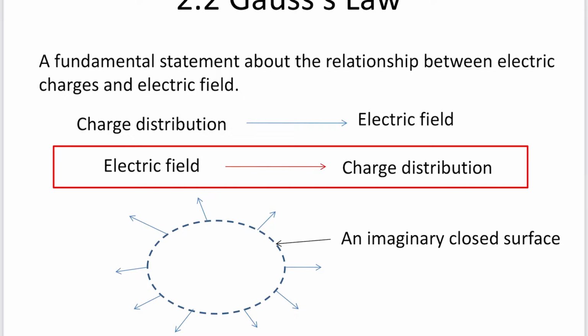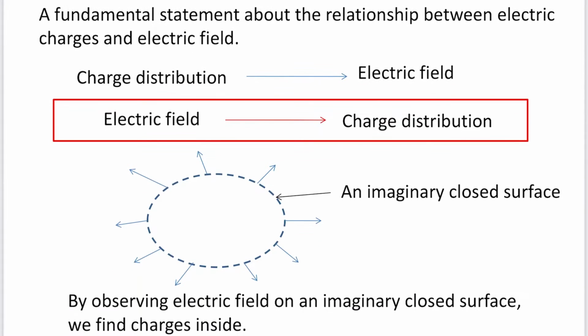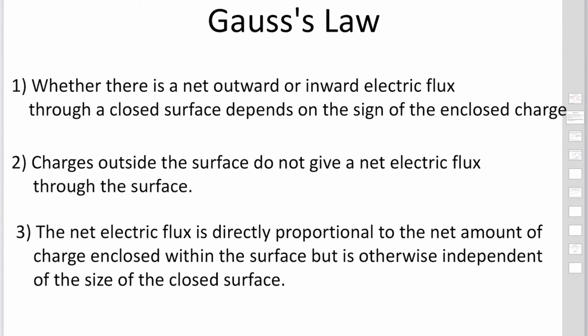So if we consider an imaginary closed surface, by observing the electric field on that surface, we can find the charge inside of this region. This is Gauss's law. Gauss's law consists of these three statements.